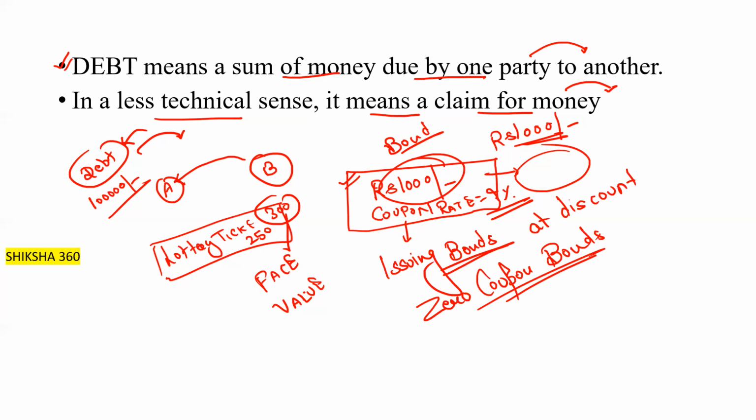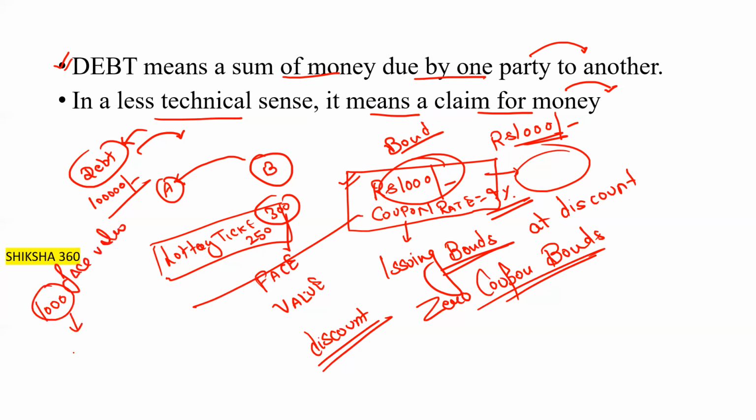So zero coupon bonds are those bonds which are issued at a discount. What is the meaning of discount? If you are purchasing a bond having a face value of 1000 rupees, the company will provide you this bond for, let us consider, 950 rupees. And after 1 year, when the bond matures, you will get 1000 rupees. So this is the example of the zero coupon bond.